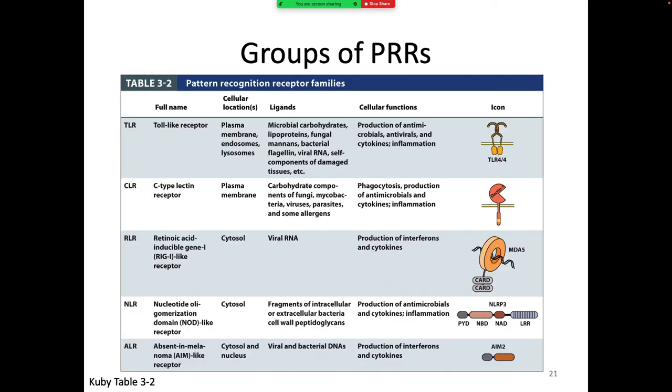So in general, we can divide up PRRs into groups. This figure from a different immunology textbook shows some different groups of PRRs. I'm not going to use the exact groups that are on here, but this does give us a big picture idea of some of the groups.